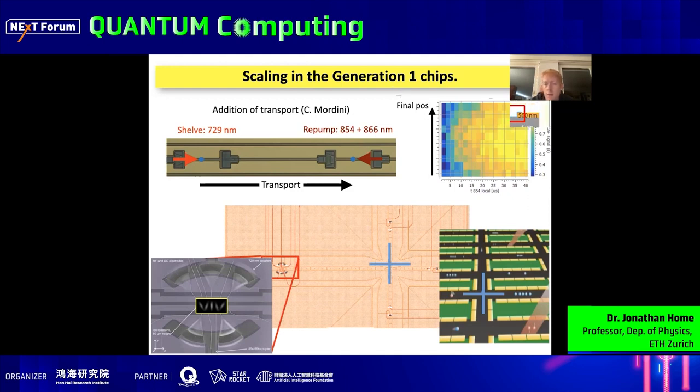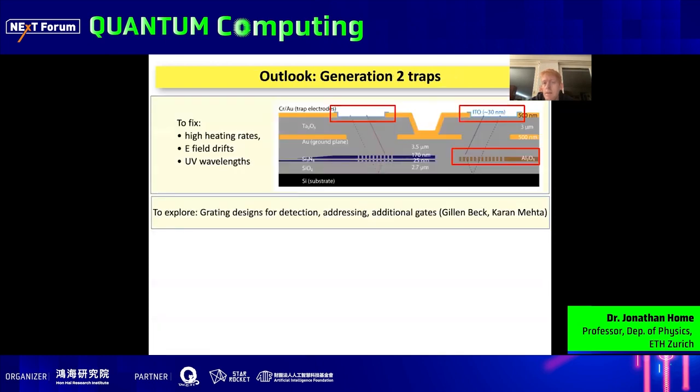We've also been designing recently a second generation of chips that are ready for order. And there are a few things we want to fix. The heating rates in these chips are high. We have drifts of electric field when we pulse on these laser fields with a lot of light, and we can't currently use UV wavelengths. So there's a few fixes there. We want to have a conducting layer on the surface to shield charge. We want to introduce these waveguides to guide UV light.